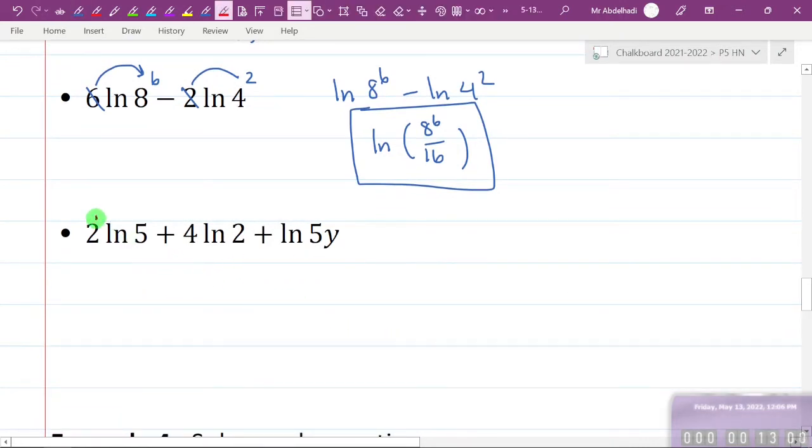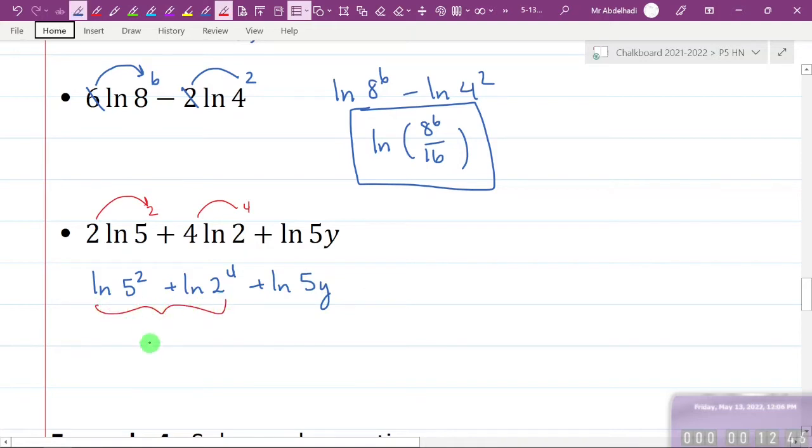All right, how about this last one here? We're going to do the same thing. We're going to take the 2, put it up here, take the 4, put it up here, and this one is already good. We have ln 5 squared plus ln 2 to the 4th plus ln 5y. Once again, two product rules. This is going to be ln, so 25 times 16, whatever that is. Yep, 400. Thank you, Siri. Then we have that, and that's going to be multiplication yet again, so it's going to be ln 2000y.